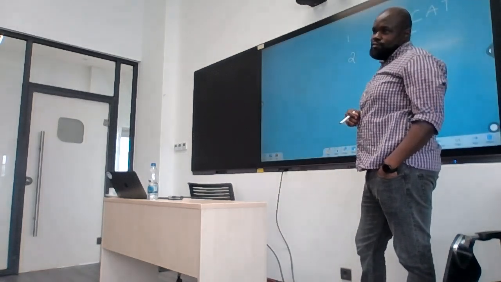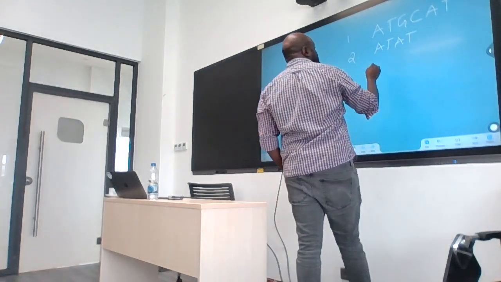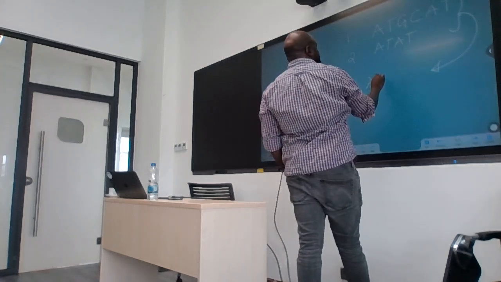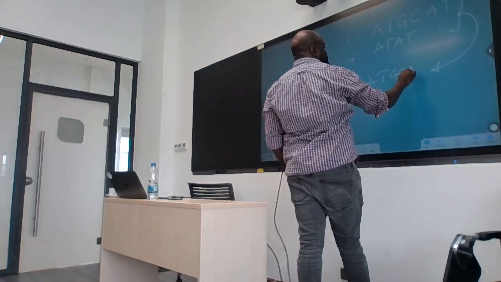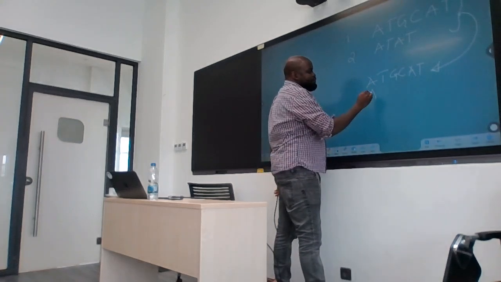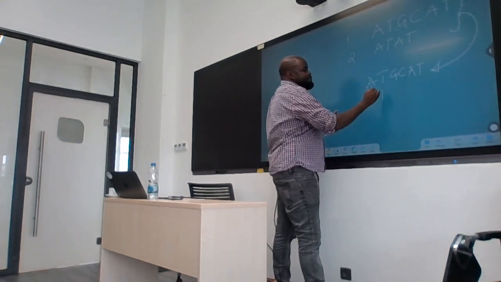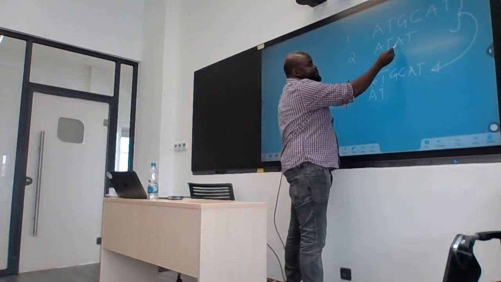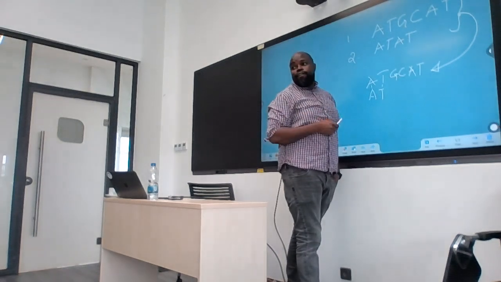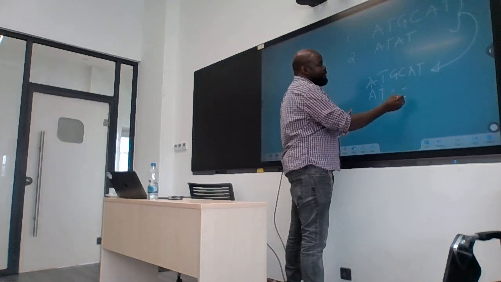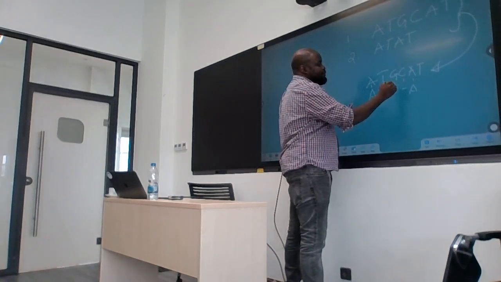Then we want to align these two sequences, right? So we have A, T, G, C, A, T. When we start with this one, A aligns with that, this T aligns with that. And then this A, you have to look for where to align it. So maybe we put a gap there, then an A there, then a T.